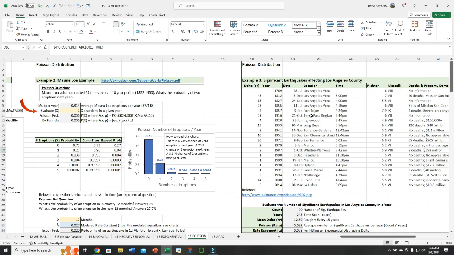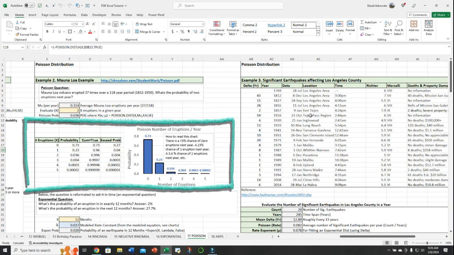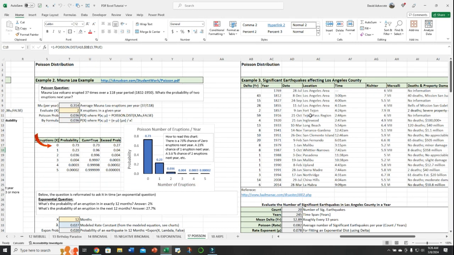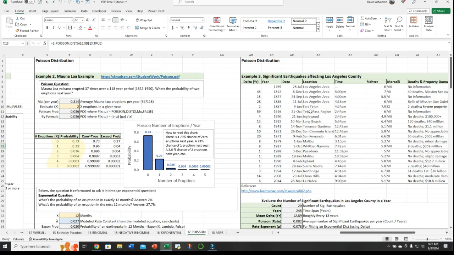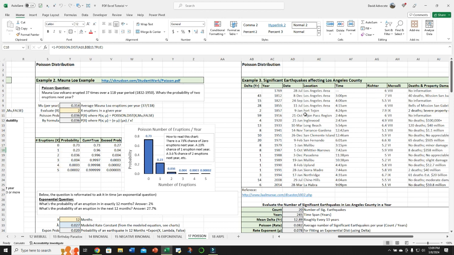Again, we calculate the answer using both the formula and Excel's function, and see that there is a 3.6% probability of 2 eruptions next year. The table and chart show that there is a 73% chance of 0 eruptions. We can also say there is a 27% chance of 1 or more eruptions next year. We also see that there is a 23% chance of 1 eruption in a year, a 3.6% chance of 2 eruptions, and so on. It is interesting to note that the distribution of eruptions takes on an exponential distribution, as we can see in the bar chart.